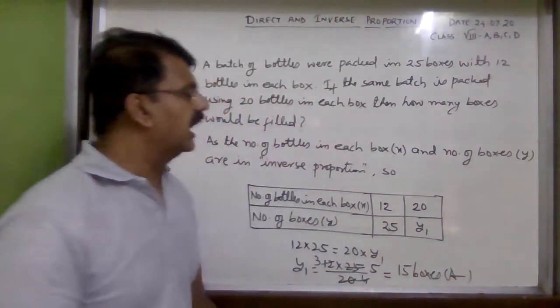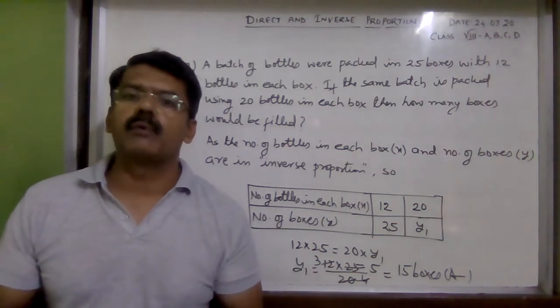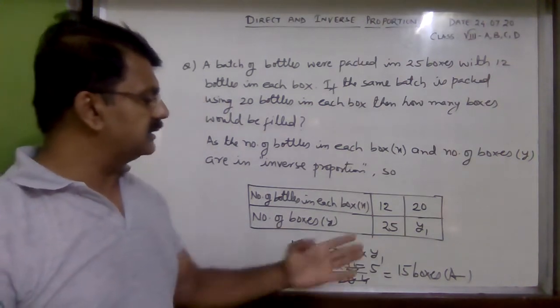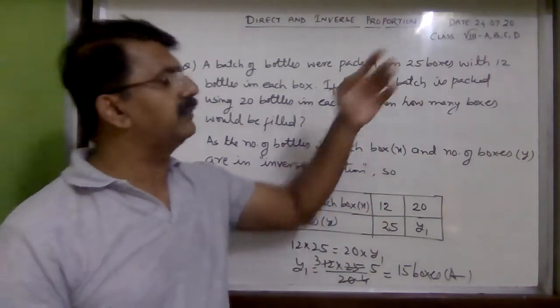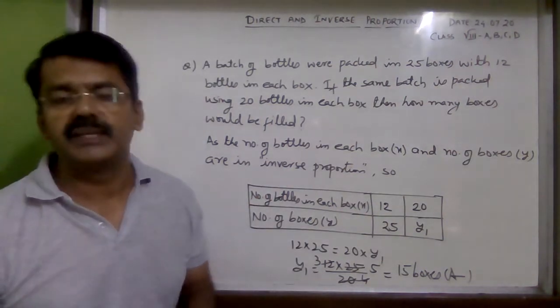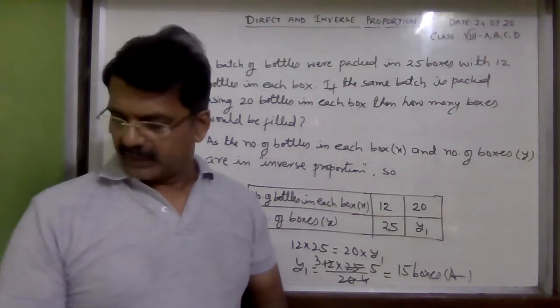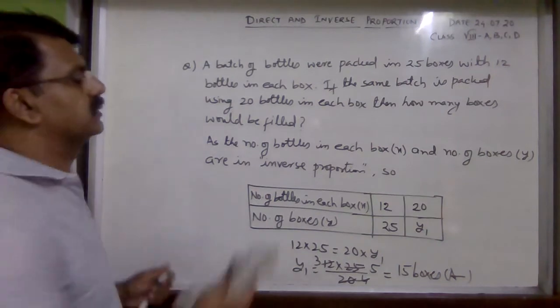So you can see, as we have increased the number of bottles in each box, so the number of boxes has reduced. Now it is 15 boxes. Initially it was 25 boxes, but now it is 15 boxes. We need less number of boxes. Clear? Now move on to the next question.